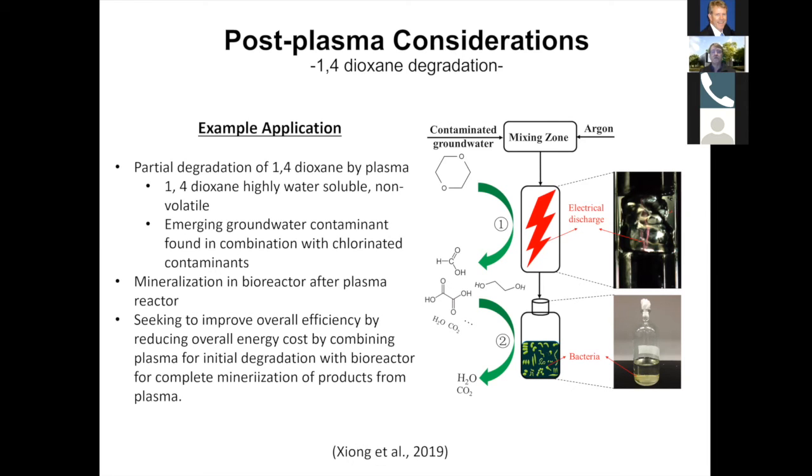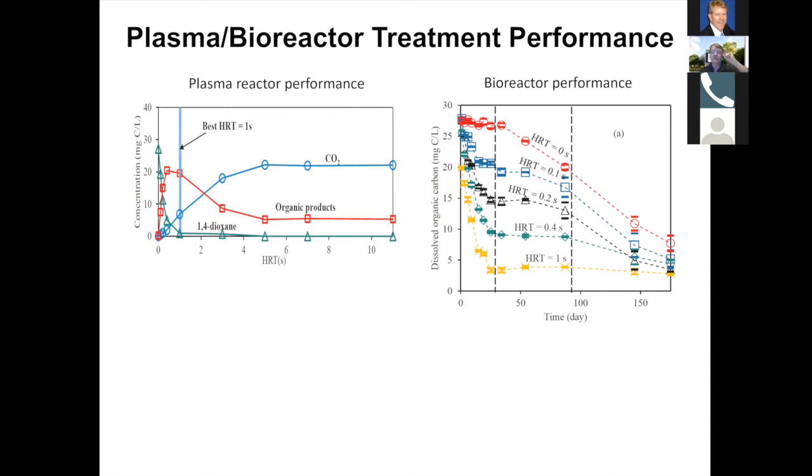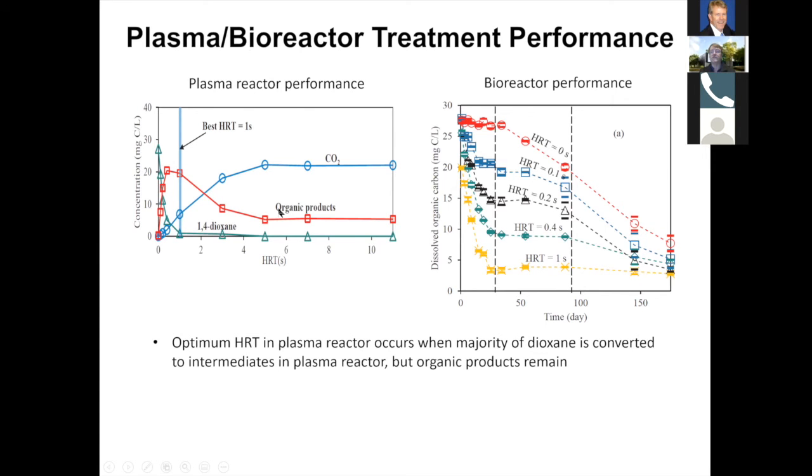So this just shows a little of that data where we look at the hydraulic retention time in the plasma itself. And you can run the reactor long enough and degrade all the 1,4-dioxane, or you can run it to partially degrade the 1,4-dioxane into intermediates, and these intermediates are then degraded subsequently in the bioreactor.